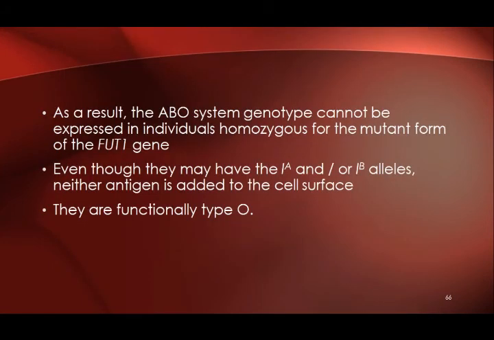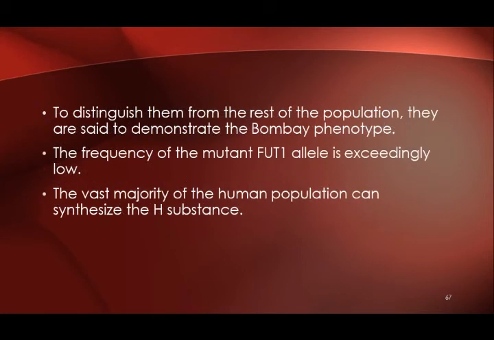So with the mutant FUT1 gene, as a result, the ABO system genotype cannot be expressed in individuals homozygous for the mutant form of the FUT1 gene. Even though they may have the IA or IB alleles, neither antigen is added to the cell surface. So they are typed as O. To distinguish them from the rest of the population, they are said to demonstrate the Bombay phenotype. The frequency of the mutant FUT1 allele is exceedingly low. The vast majority of the human population can synthesize the H substance.